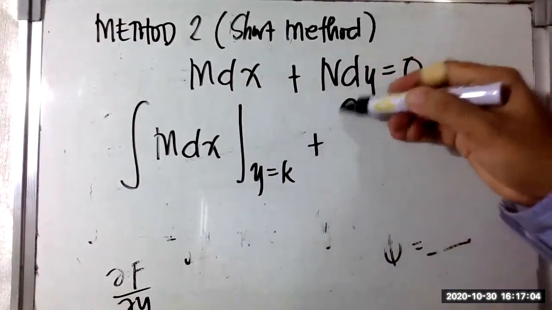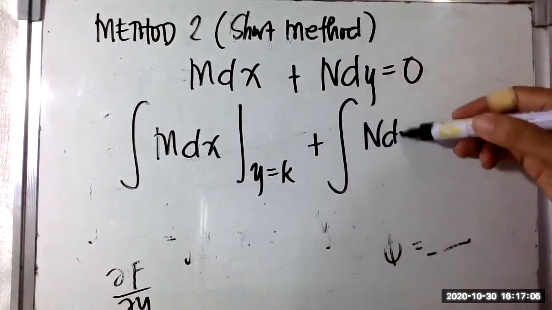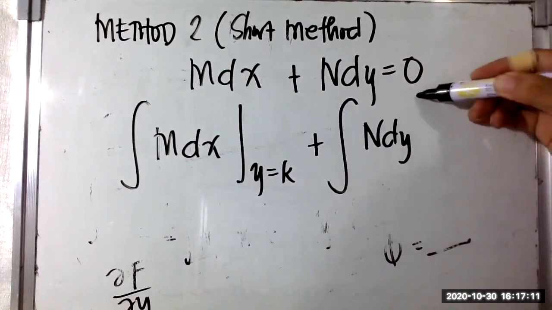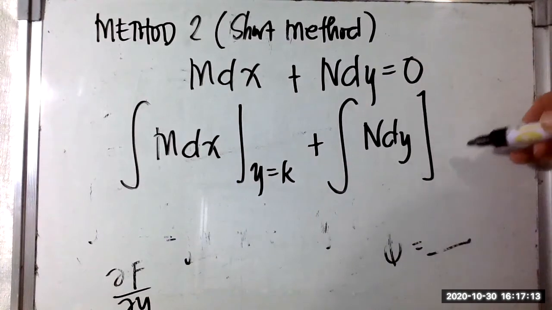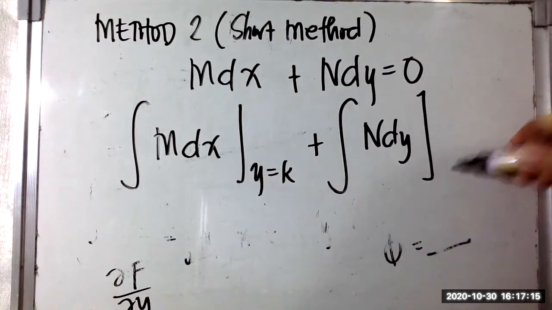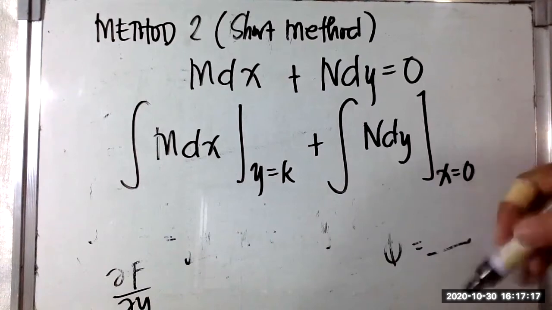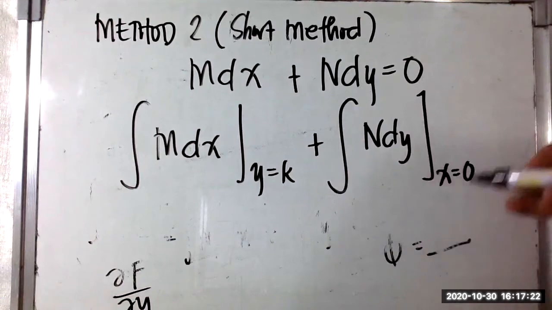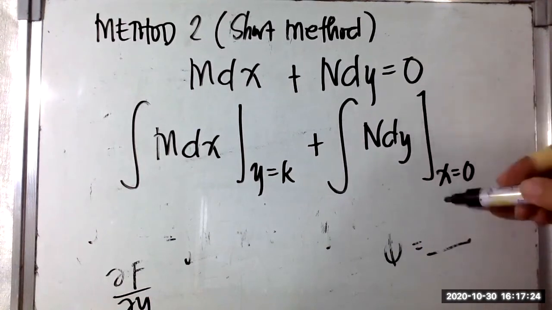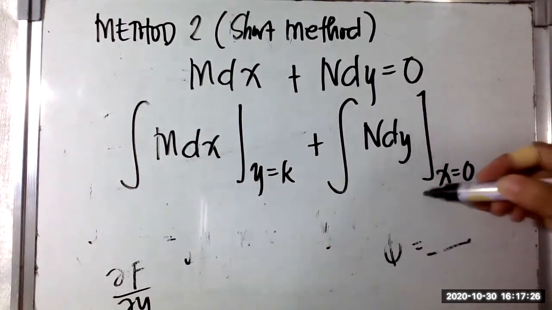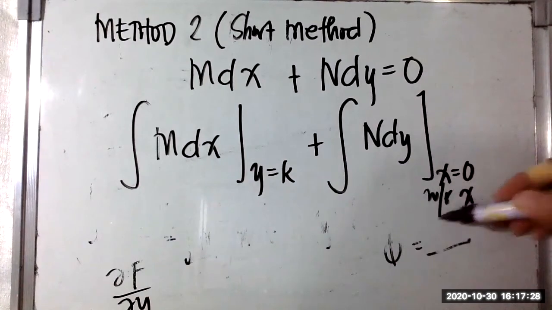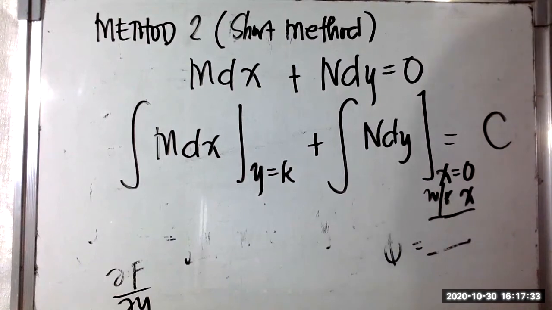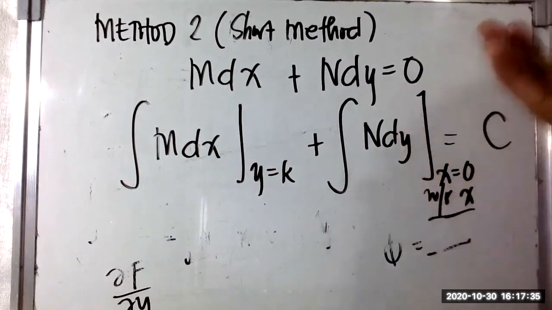And then you integrate the second term, N dy. So you integrate only those terms with a pure function of y. If you see x, you eliminate that entire term containing x. So integrate only those terms without x, equal to the arbitrary constant c. So that's the short method, or the second method.